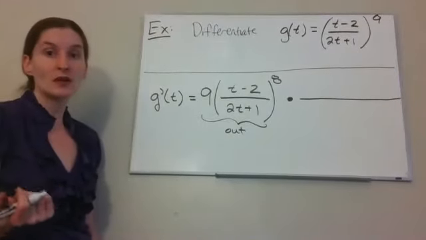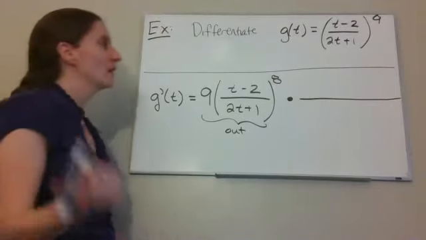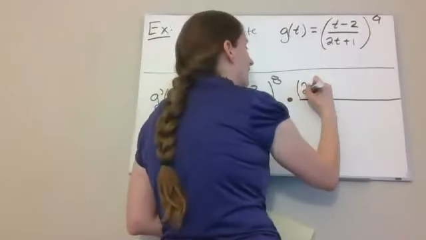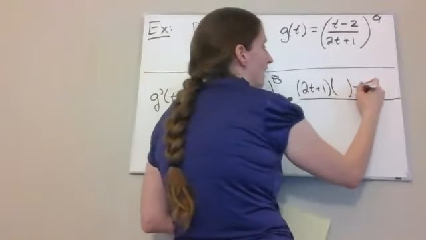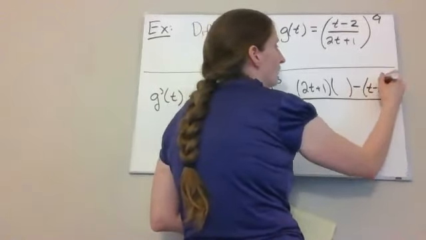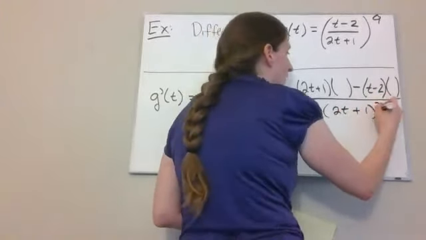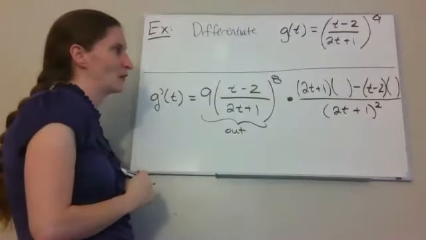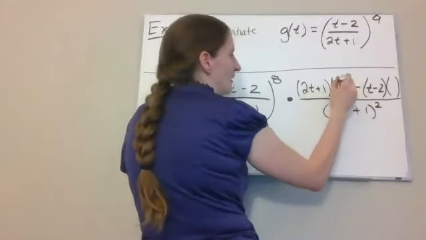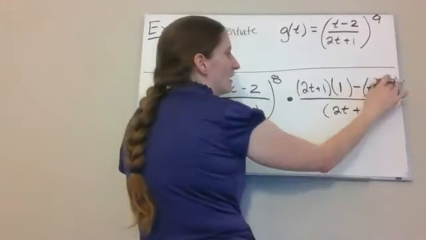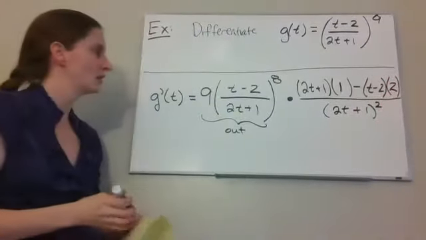Our quotient rule, remember, is the low d high minus high d low, square the bottom, and away we go. So for the low, we have 2t plus 1, d high, minus my high, which is t minus 2, d low, square the bottom, and away we go. And let's fill in those parentheses. D high is the derivative of t minus 2. That is just 1. And d low is the derivative of 2t plus 1, and that just gets me 2.